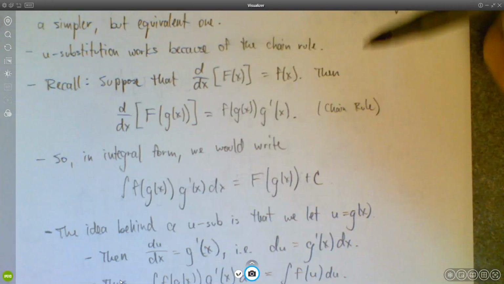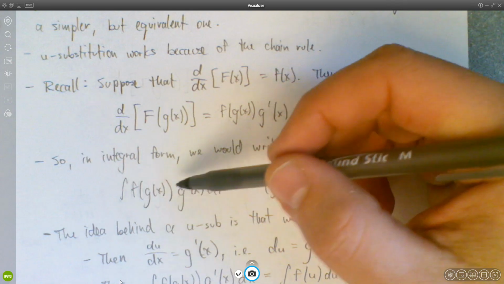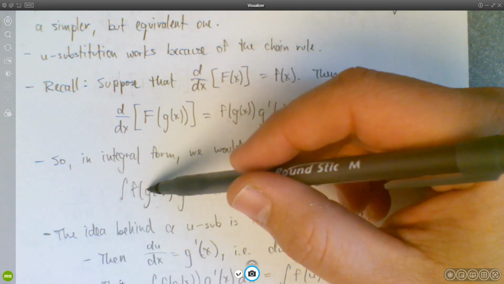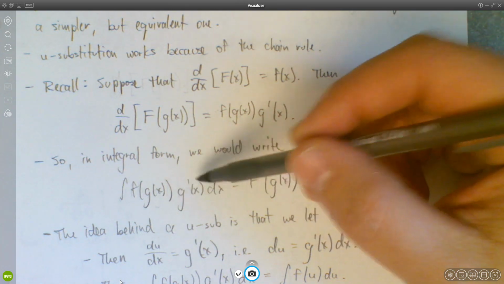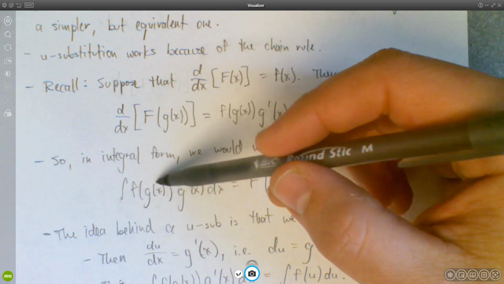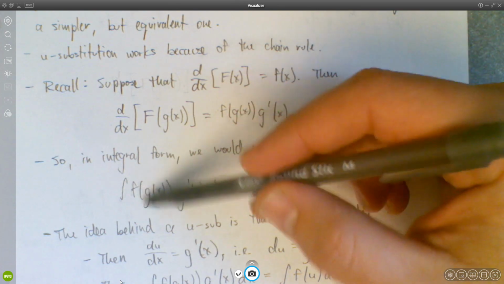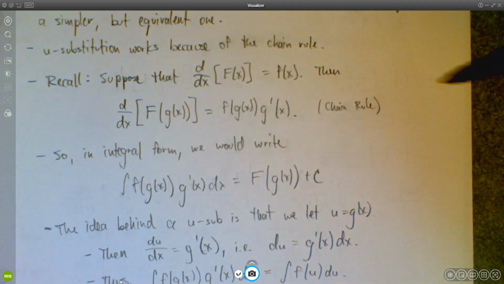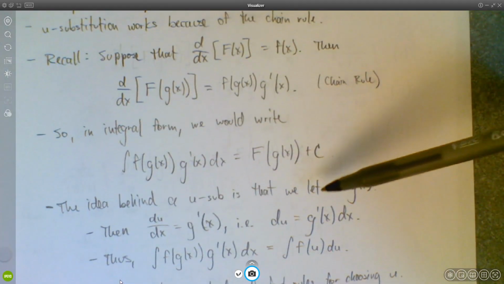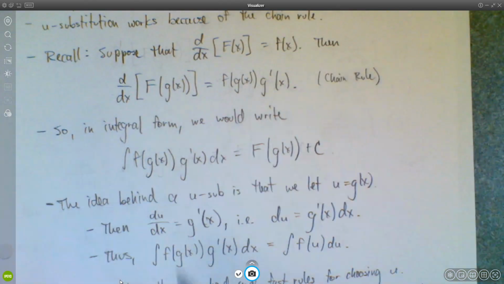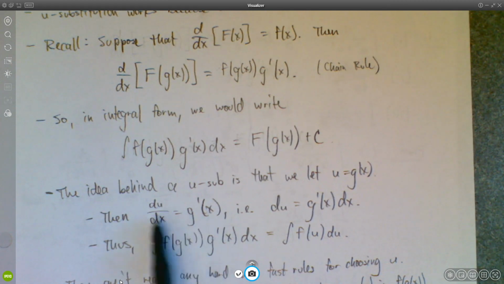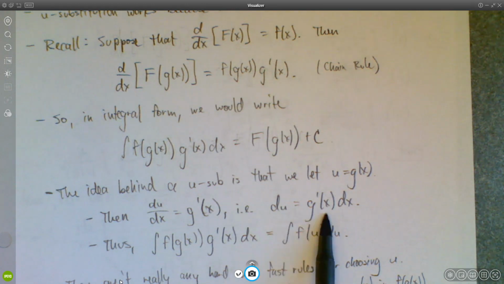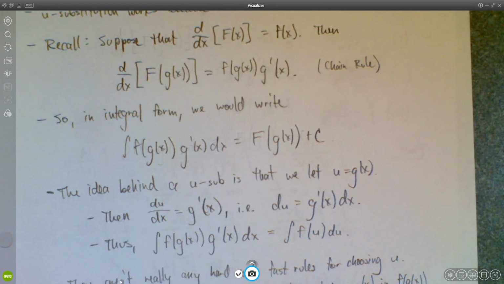So that tells us that if we see an integral where we have some kind of inner function and then its derivative just so happens to be sitting on the outside, then we can do a U substitution. We can let U equal this inner function. So the idea behind a U sub is that we let U equal this g of x. And then if that's the case, du dx is going to be g prime of x. Or in other words, writing that in differential form, we would say du equals g prime of x dx.